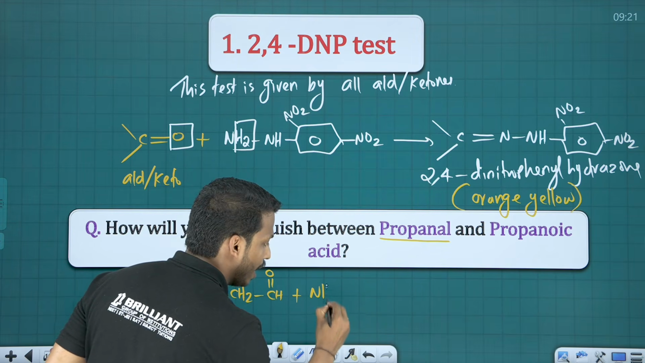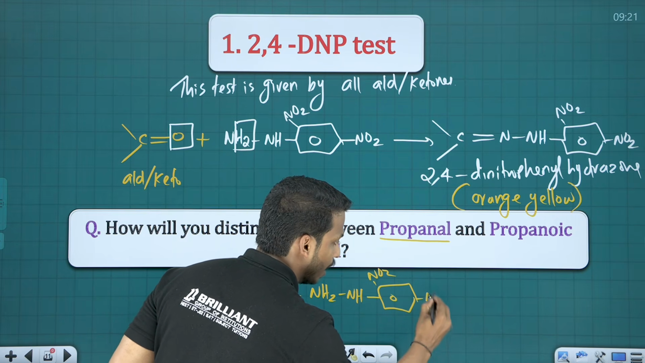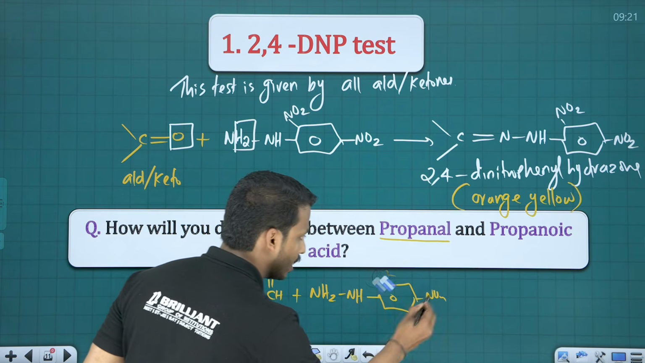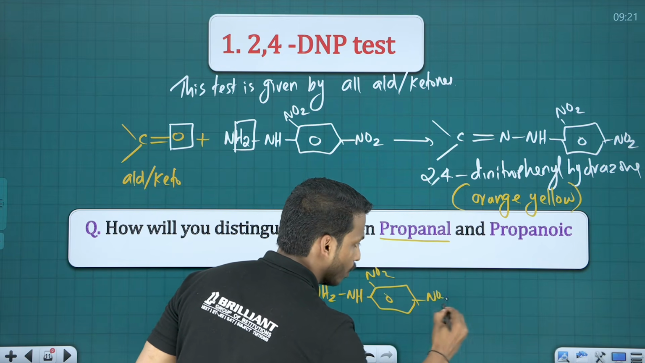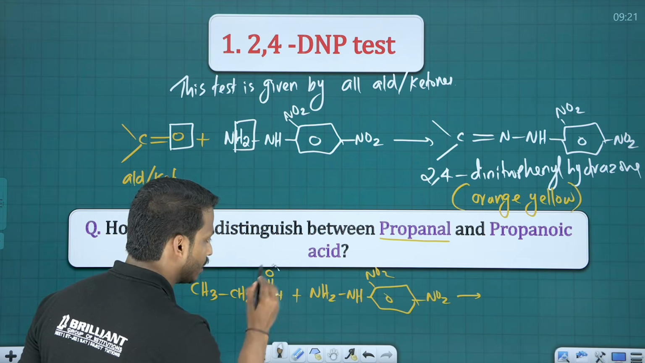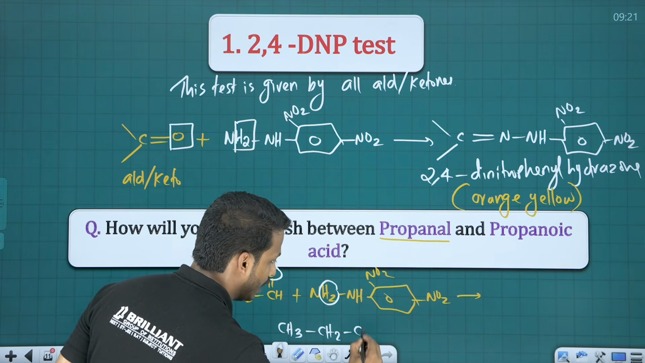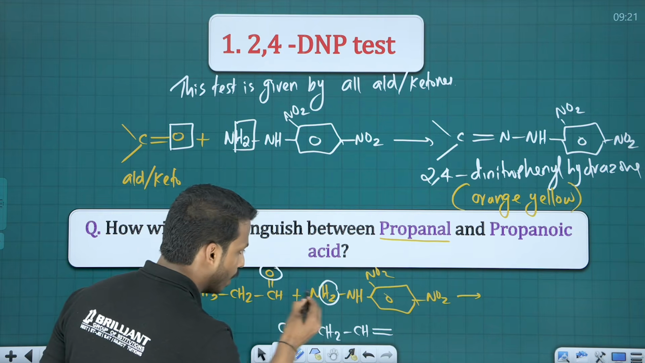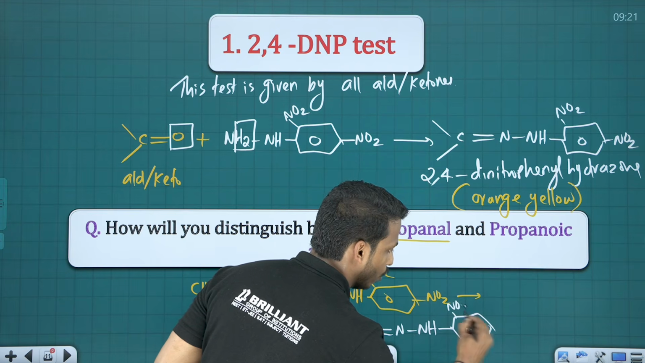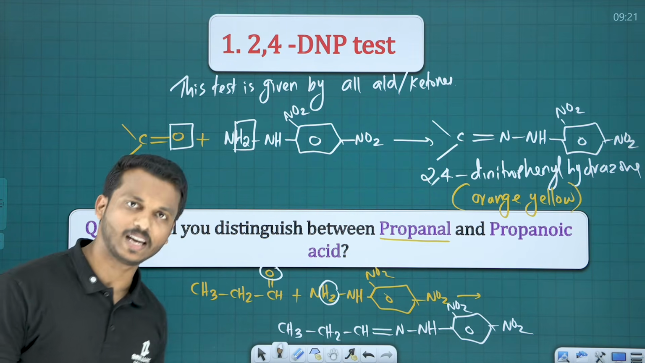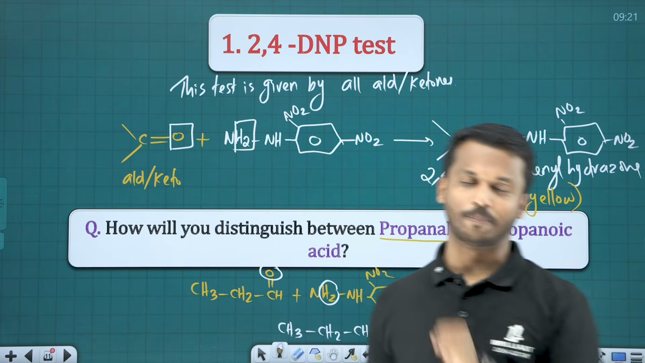How do you write the reaction? NH2, NH, and the phenyl compound is there. NO2, properly draw the structure of benzene and all. Ready? Okay, we have phenyl, NO2. How do we write the product, all of you? Cut the oxygen, cut the H2, join them. You get CH3, CH2, CH double bond N, NH, and there is a phenyl ring, and we have NO2. Ready? Clear? You will get an orange yellow colored precipitate. So what is 2,4-DNP and what is the purpose?